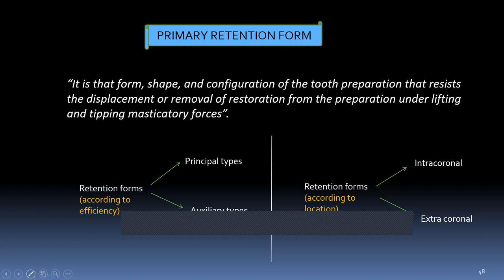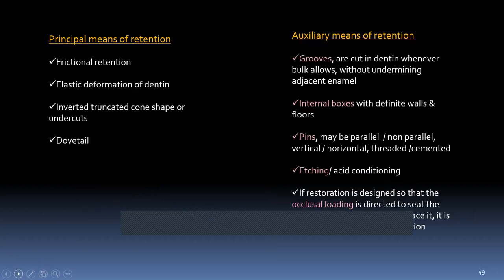The principal means of retention include frictional retention, elastic deformation of dentine, inverted truncated cone shape or undercuts, and the dovetail. Then the auxiliary means include grooves, internal boxes, pins, etching, and the last one, occlusal loading consideration.